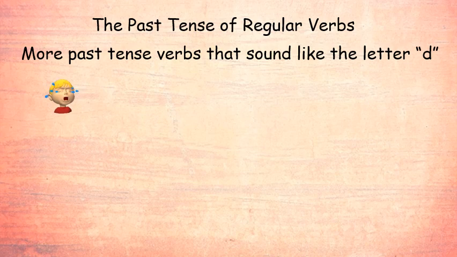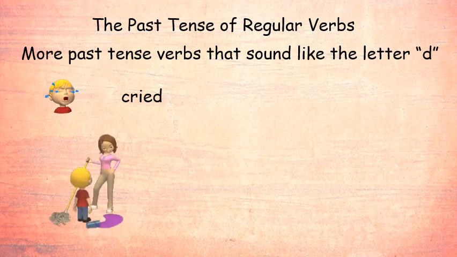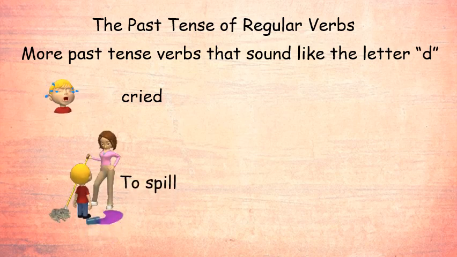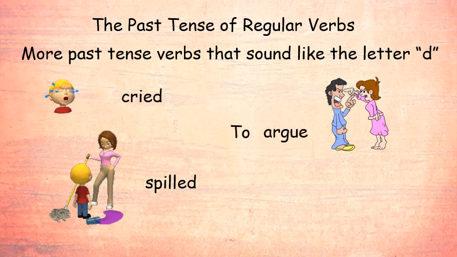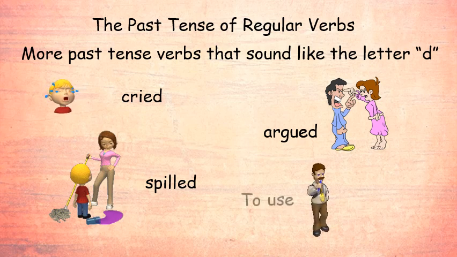Past tense of regular verbs. More past tense verbs that sound like the letter D. To cry, cried. To spill, spilled. To argue, argued. To use, used.